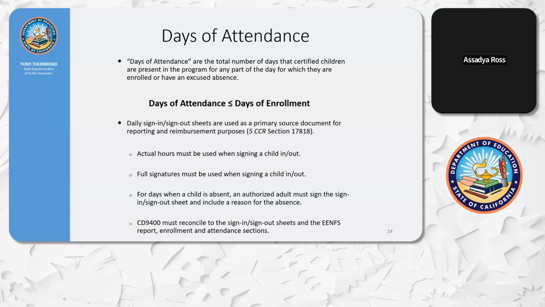On days that a child is absent, an authorized adult is required to sign the sign-in and sign-out sheet and include a reason for that absence in order for it to be considered an excused absence. The CD 9400 must reconcile to the sign-in and sign-out sheets and the EENFS report, the enrollment and attendance sections.